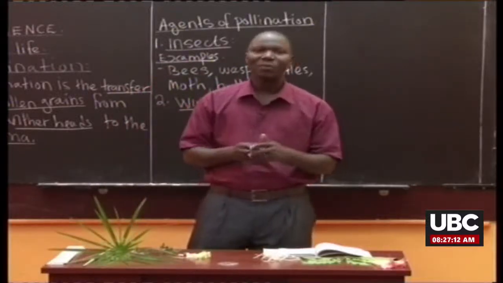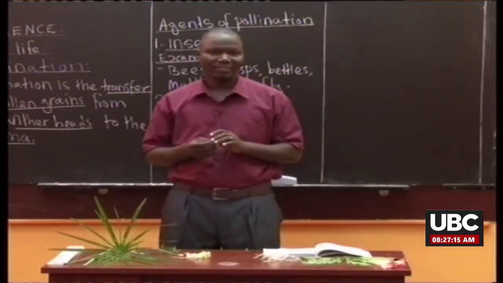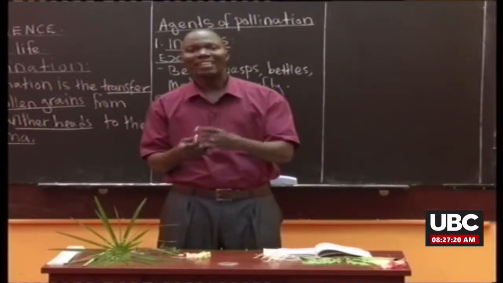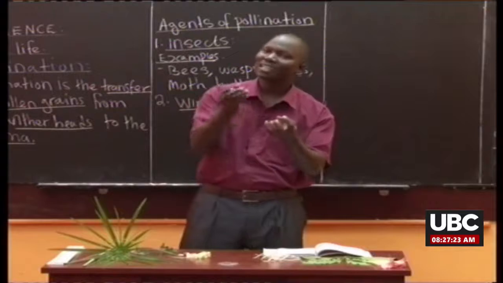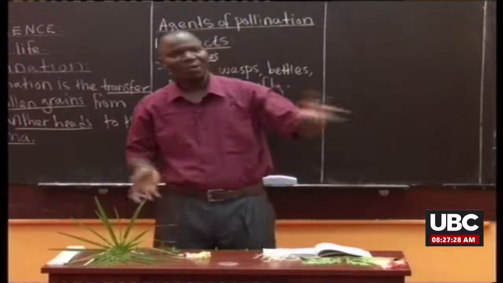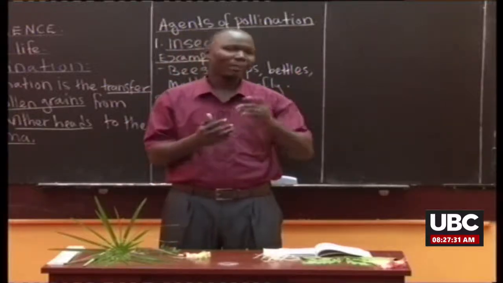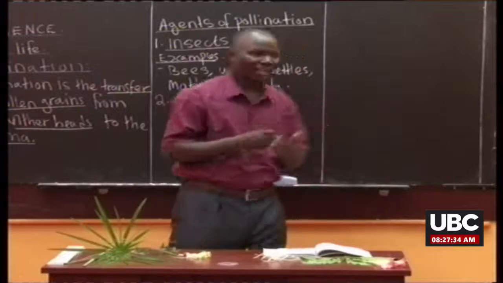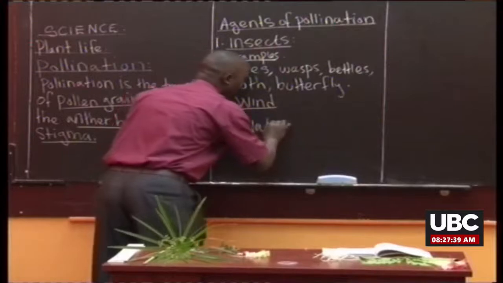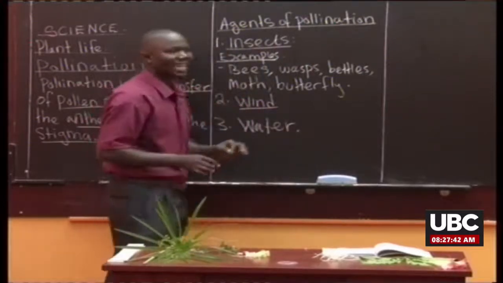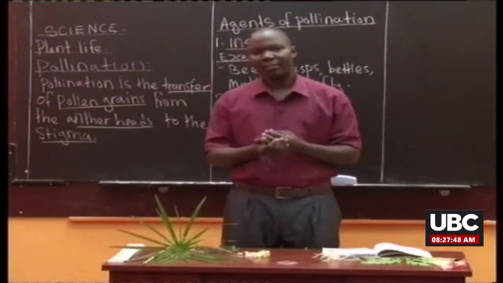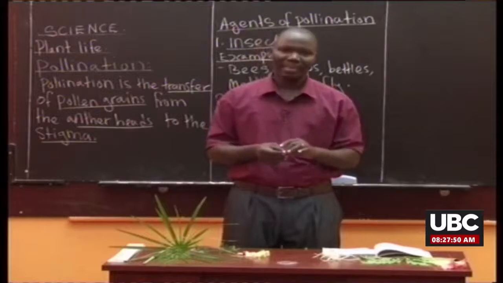Children, after looking at wind, we go to water plants. Have you ever gone to water? Have you ever gone to a swamp? Yes, those plants, water helps to transfer the pollen from the anther to the stigma. As water is flowing with those water plants, it will help to carry the pollen. So our number three, we shall look at what we call water. Water is yet another very good example of agents of pollination. And then we look at another one.